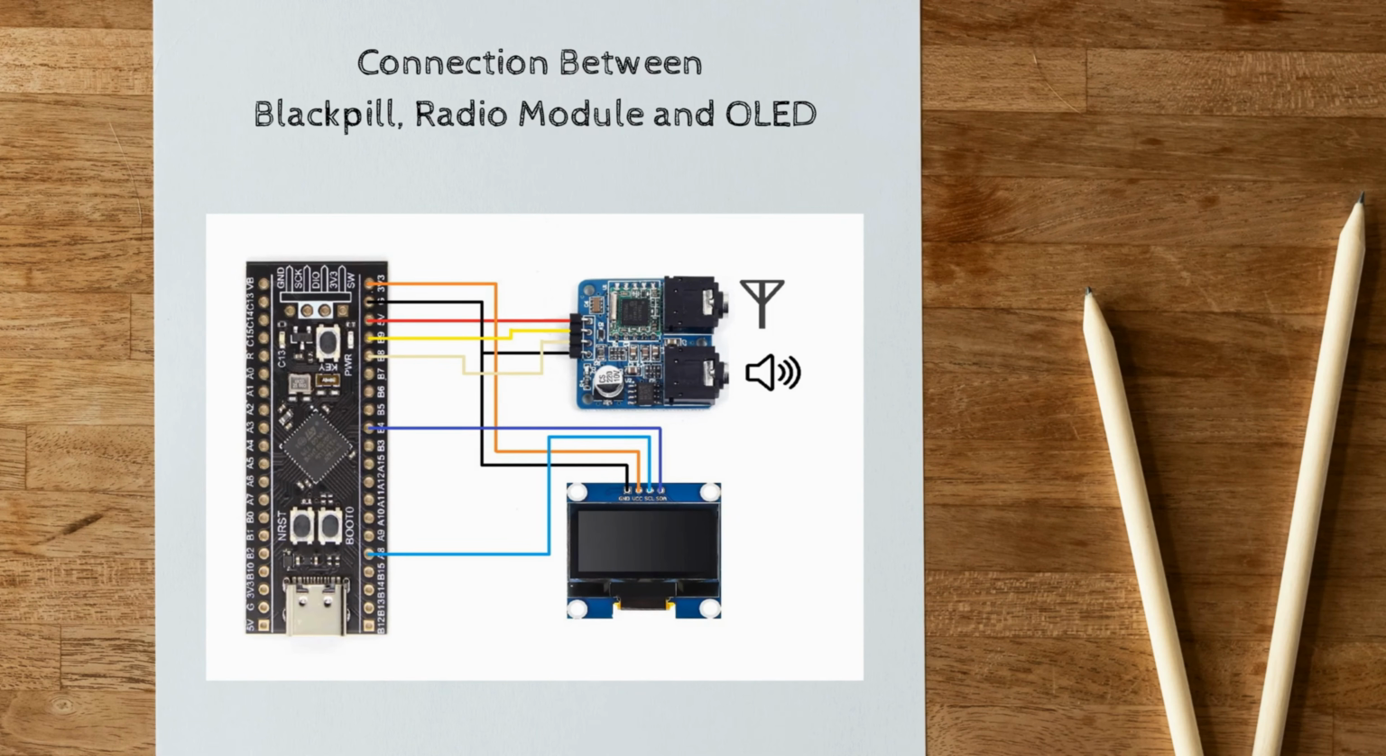Now, we will see the circuit diagram. Connect VCC of radio module to 5V of black pill, SDA to B9, SCL to B8, ground to ground. Connect VCC of OLED to 3.3V of black pill, ground to ground, SDA to B4, SCL to A8.